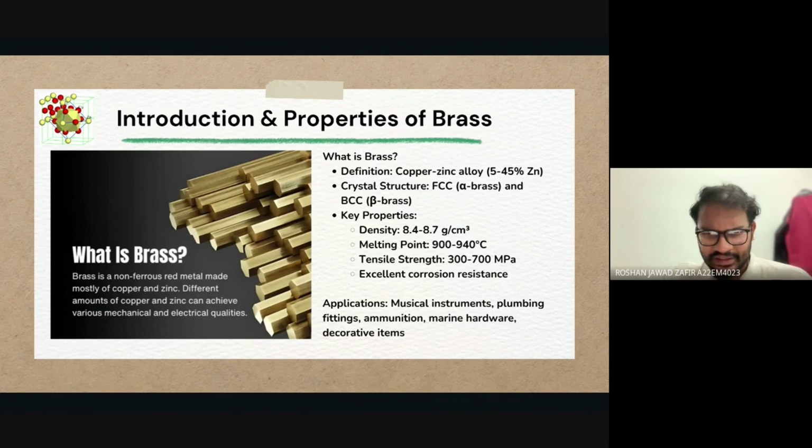And you can see the key properties that we have attached for brass, and one of these is excellent corrosion resistance, which makes brass a very good material to be used for bathroom fittings and pipes and whatnot. And some of the applications of brass include musical instruments, plumbing, fittings, ammunition, marine hardware, and so on.